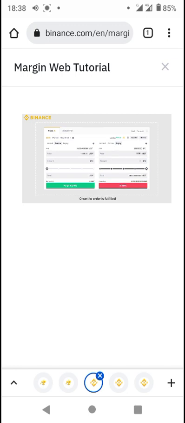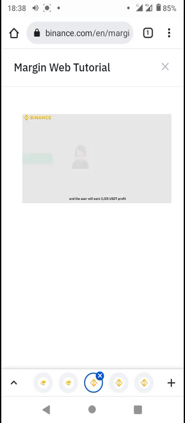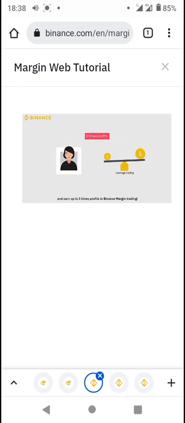Once the order is fulfilled, the borrowed 20,000 USDT will be refunded automatically, and the user will earn 3,000 USDT profit. If the exchange fees and interest are ignored, in this case, the user would gain 30% profit and earn up to 3 times profits in Binance margin trading.